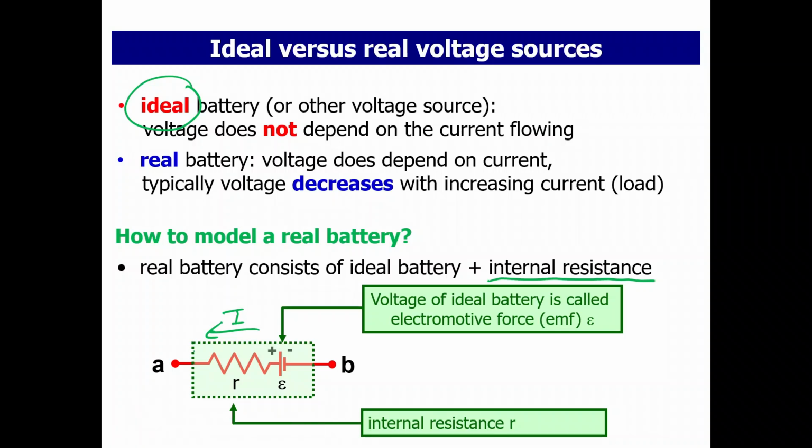So you can see that if I was to take a multimeter and measure the voltage from one terminal of the battery to the other, my measured voltage is not going to equal the EMF. That measured voltage is going to be smaller because of that internal resistance.